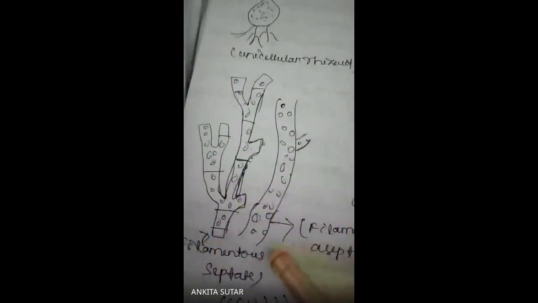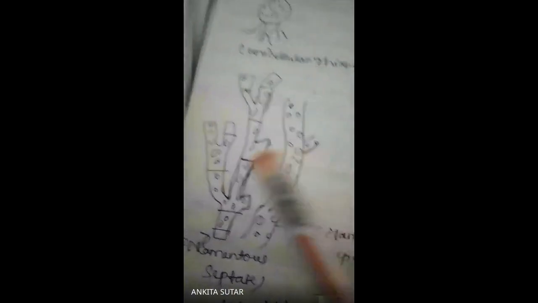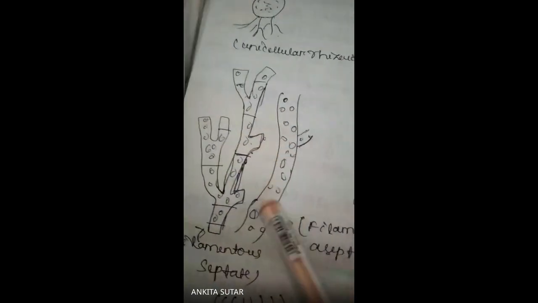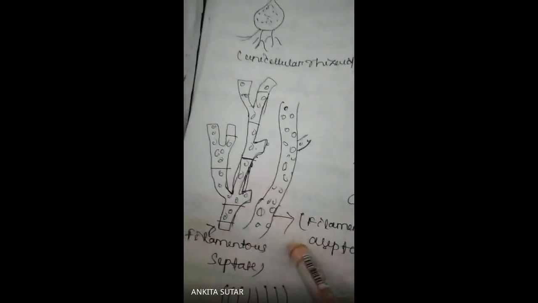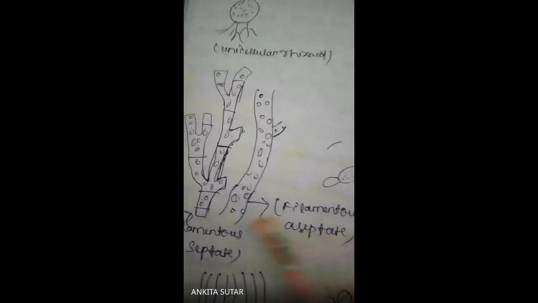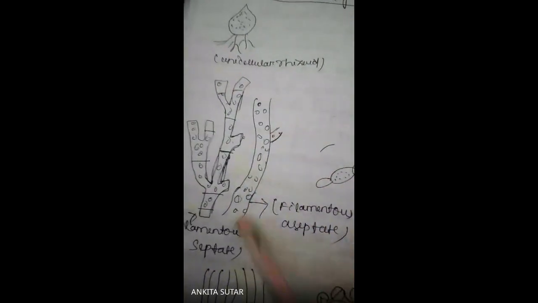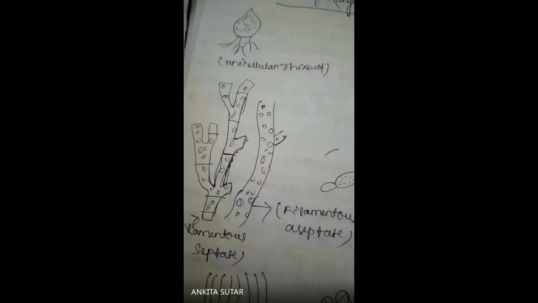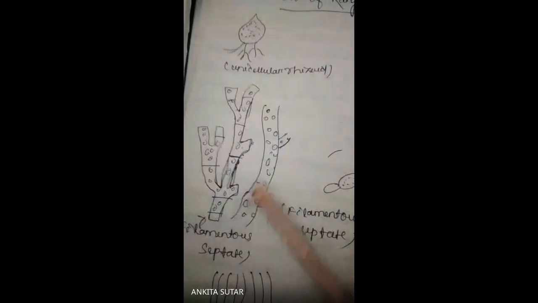Okay, and here it is mentioned that a long hypha is called a filamentous structure, and on the basis of septation it is divided into two parts. One is the filamentous septate, another one is the filamentous aseptate. Are you able to say why it is called filamentous aseptate? Because there is no partition or line in between that filament. Very good. There is no partition or line between any hyphae.